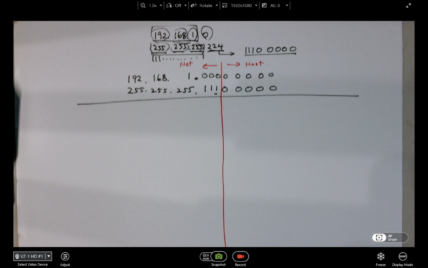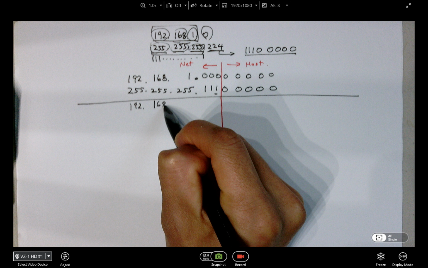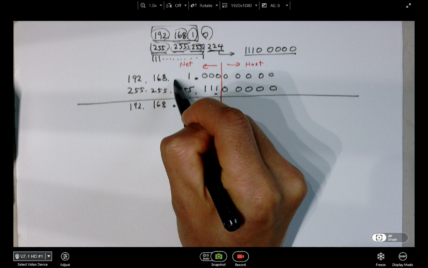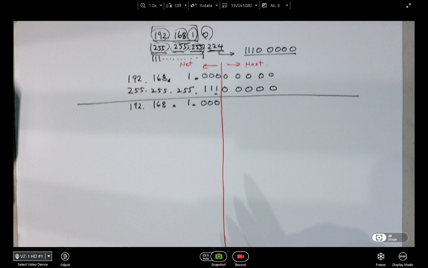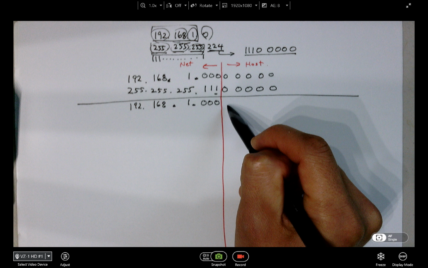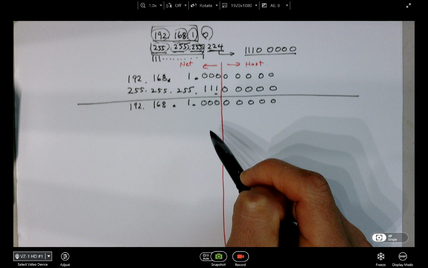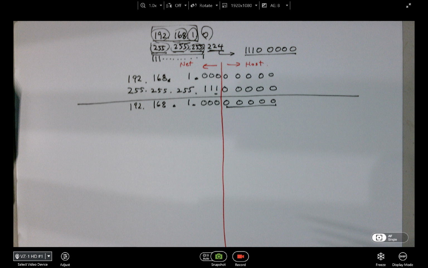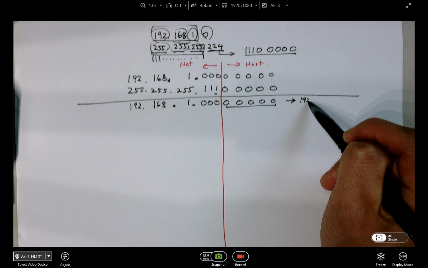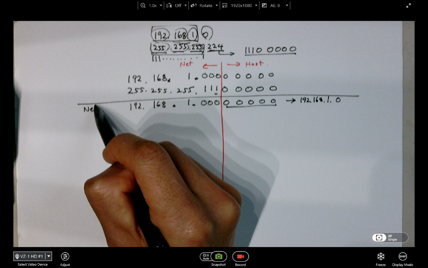So I'm going to write my first IP address, which is going to be the network address. 192.168.1.000, and then the rest 1, 2, 3, 4, 5. So my host portion is going to be all 0s in the network address. So this is what? 192.168.1.0. So this is my network address.